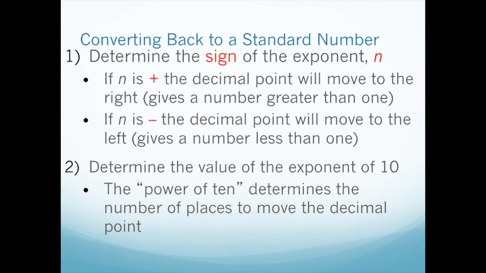Likewise, converting back to a standard number from scientific notation involves finding the sign of the exponent, n, determining whether it is positive or negative, and then moving the decimal point in the appropriate direction, either right for positive or left for negative, until you have made a number with either a large number of leading zeros or a large number of trailing zeros.